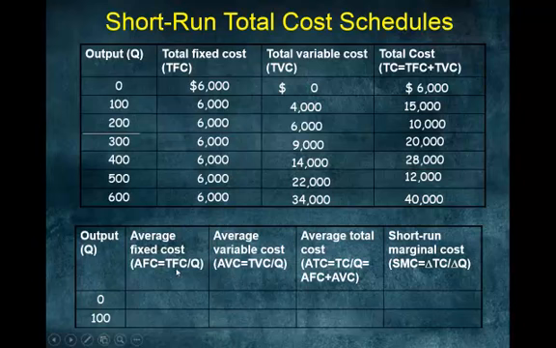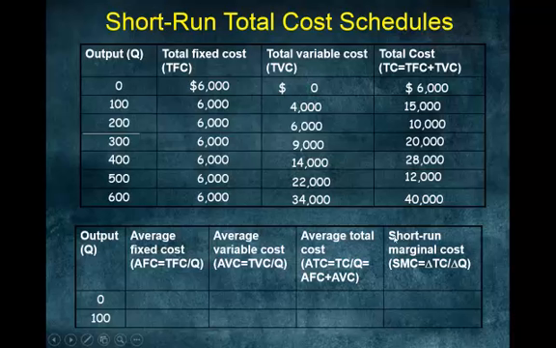Average total cost means total cost divided by quantity. So total cost is 6,000 divided by 100, and 6,000 divided by 100 is 60. Average variable cost equals TVC, so 4,000 divided by quantity, that means 40. Okay. So average total cost: in total that is 10,000, and 10,000 divided by 100 equals 100.